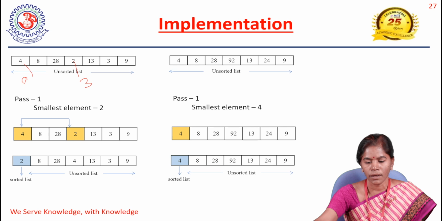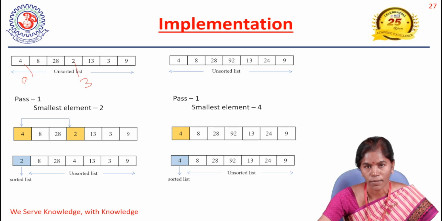But in this case, you can see here, in this list, the smallest element is 4. Its index position is 0. And the first element of the unsorted list is also at index 0. Both are the same. When both are the same, no need to swap.